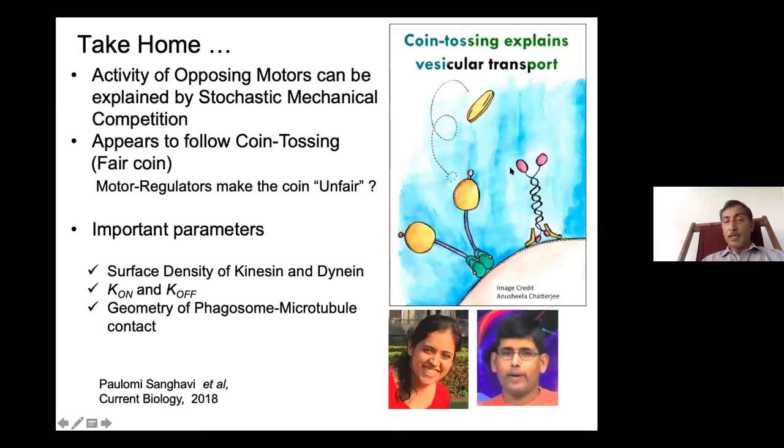And the more exciting part to me is that, as I showed you in the earlier picture, along with these dyneins and kinesins, there are so many other lipids and proteins associated with them. They are likely biasing this coin towards kinesin or towards dynein. And by doing so, they can dictate where you will end up inside the cell. So this might be a way of understanding how to localize things and to generate organization at the cellular scale.